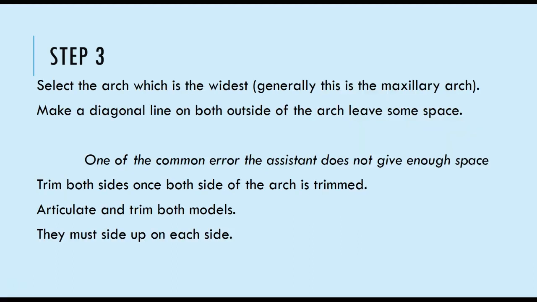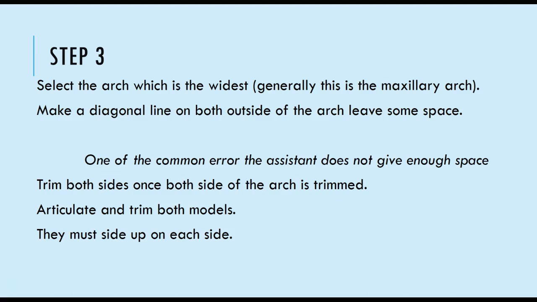Step 3 comes, we have to determine which arch is the widest. And generally, it's the maxillary arch. But be careful, patients may have a crossbite. You want to make a diagonal line on each side of the arch, starting with the maxillary. And then once you've got that diagonal line created, then you can go ahead and trim.